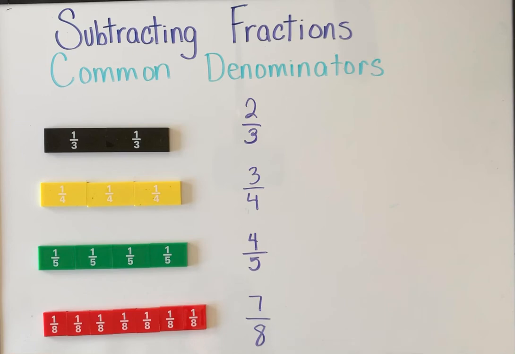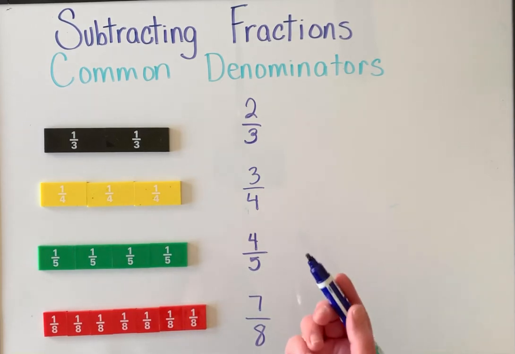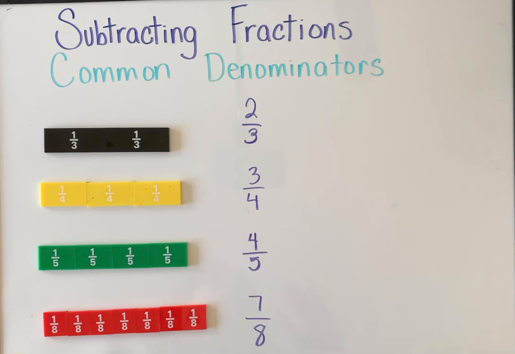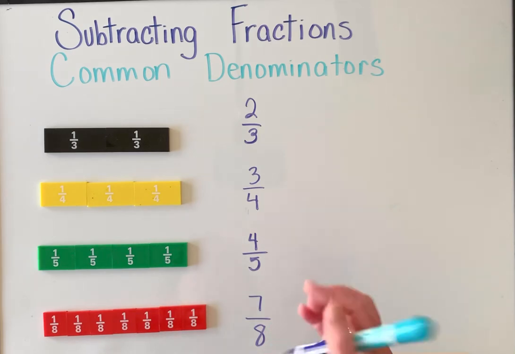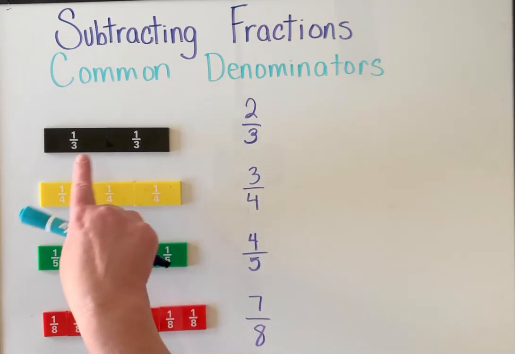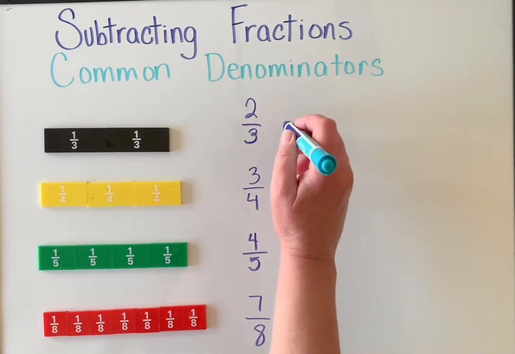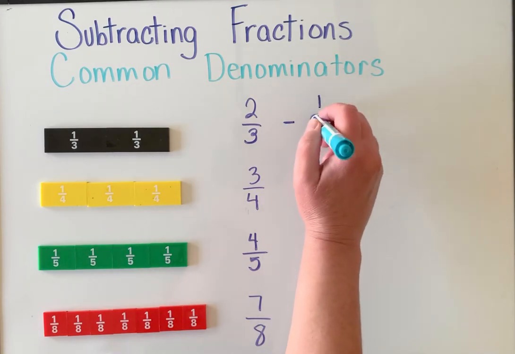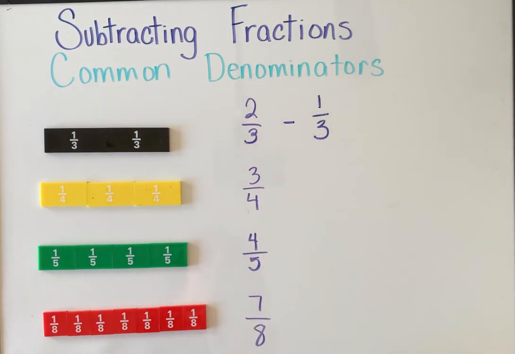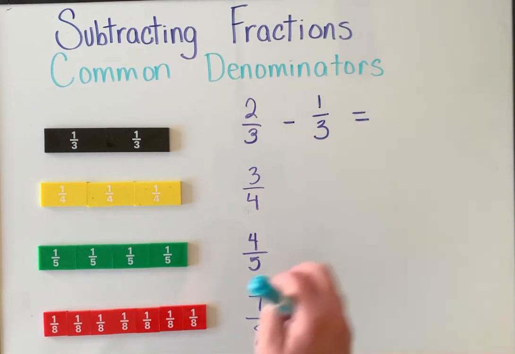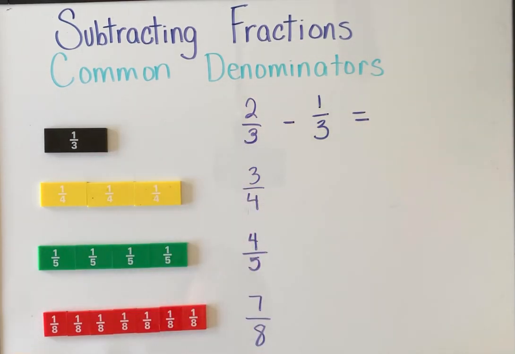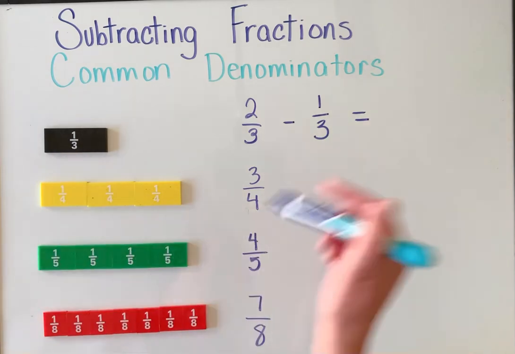Now when subtracting fractions with a common denominator, it can look a lot of different ways. This is the most basic and simple form of subtraction. So let's take the first fraction, for instance. Here I've got 2/3. If I want to take away 1/3, all I simply do is take away one of the pieces. And you can see I've got 1/3 left.